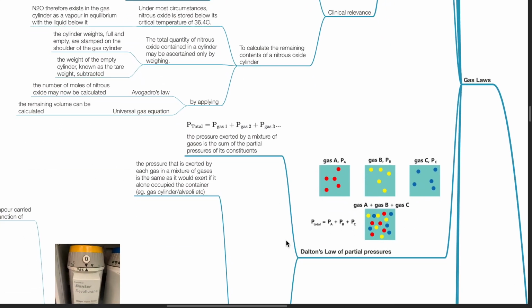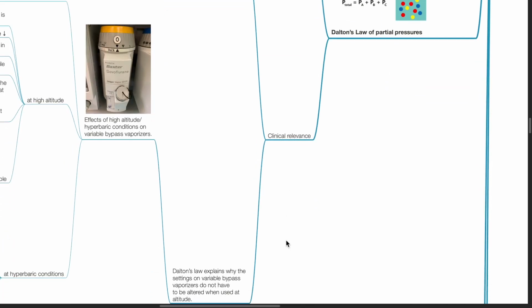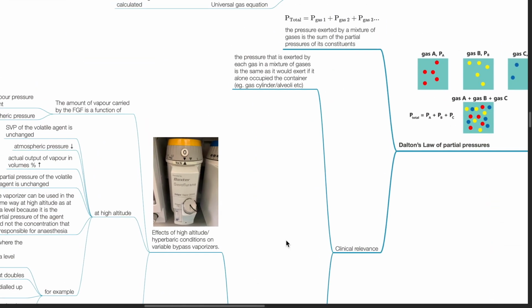Dalton's law of partial pressures. The pressure exerted by a mixture of gases is the sum of the partial pressures of its constituents. Clinical relevance. The pressure that is exerted by each gas in a mixture of gases is the same as it would exert if it alone occupied the container. Dalton's law explains why the settings on variable bypass vaporizers do not have to be altered when used at higher altitude.